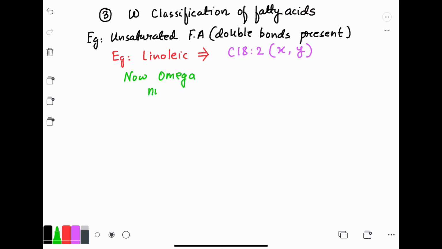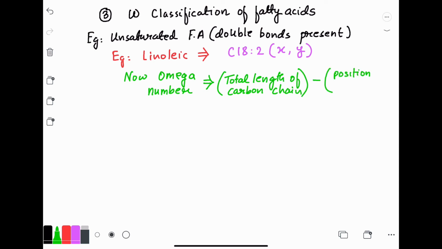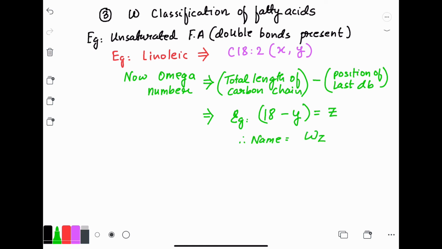Now, the omega number, right? Omega 6, omega 3, we say like that. So to find that number we have to use this formula. Basically, you have no need to memorize this. So the total length of the carbon chain here, which is 18, minus the position of the last double bond. Here Y is the double bond that is present furthest, right? So the position of the last double bond, this will show the omega number, which will be equal to Z, like 18 minus Y is Z, and we'll say it as omega Z.